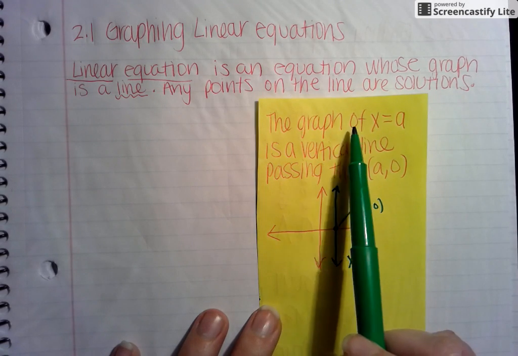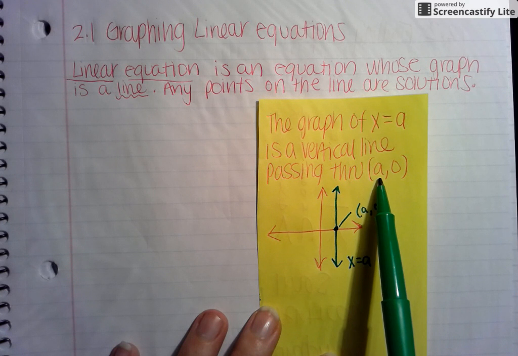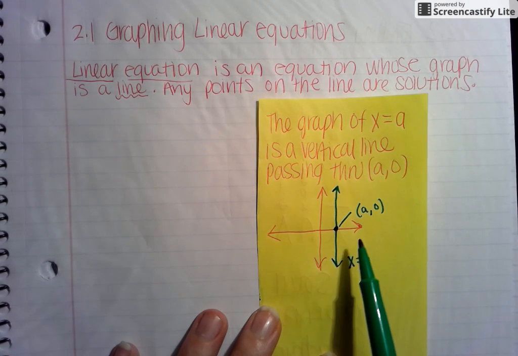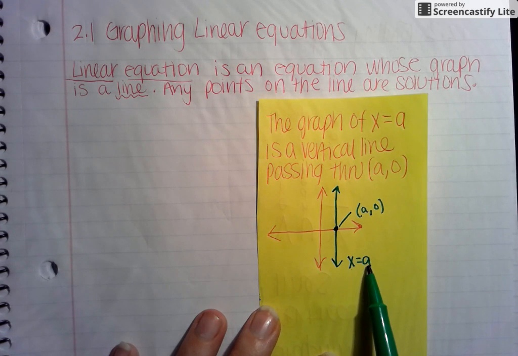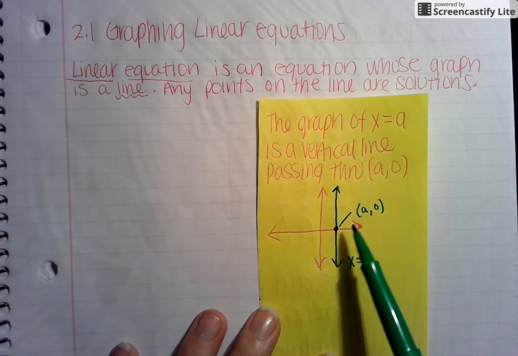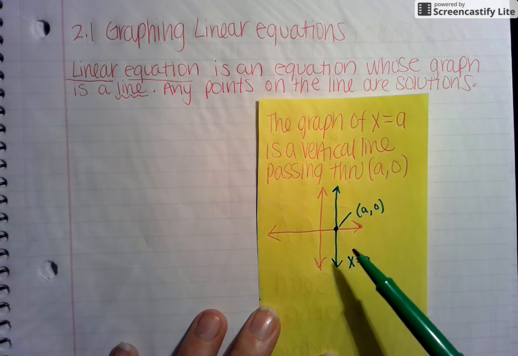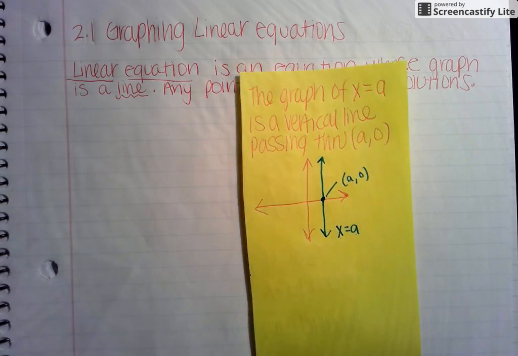So I have the graph of x equals a, which is a vertical line passing through whatever number a is, comma 0. If you notice, it's x equals a. So let's say that this was 3. It would be at 3, comma 0, the point that it would go through. And all of these values would be 3, comma some number.